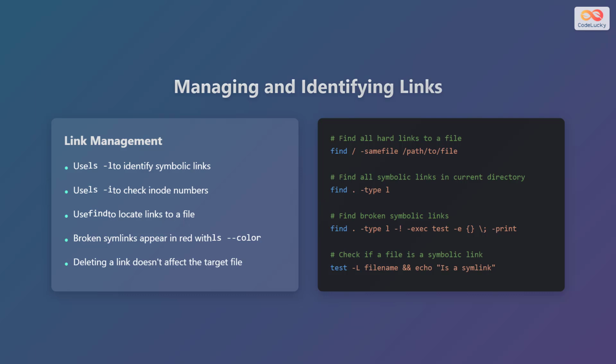Here are some more examples using find. To find all symbolic links in the current directory, use find . -type l. To find broken symbolic links, use find . -type l -exec test ! -e {} \; -print. To check if a file is a symbolic link, use the test command: test -L filename && echo "is a symlink".